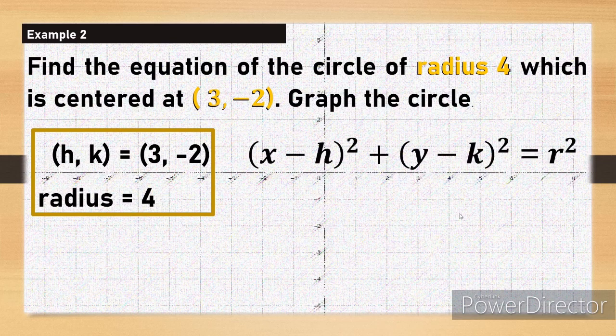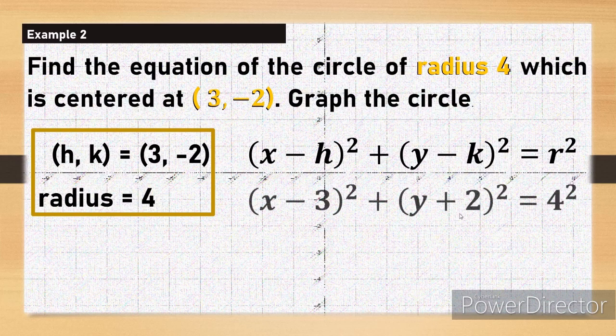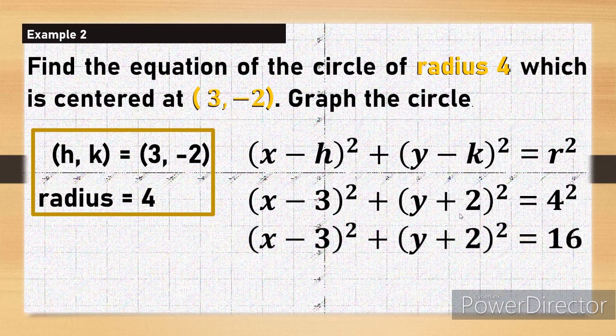We have quantity x minus h squared plus quantity y minus k squared equals r squared. So, we just substitute. We will be having quantity x minus 3 squared plus quantity y plus 2 squared equals, our radius is 4, so we have 4 squared. Then, simplifying 4 squared, we have 16. So, this is the equation, standard form of the given circle.